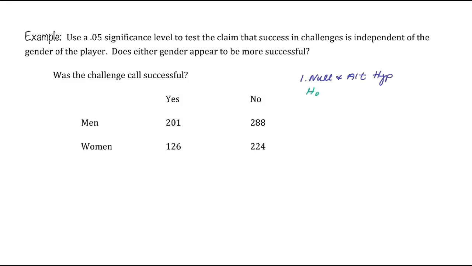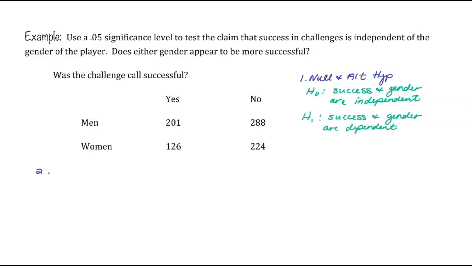Because this is a test of independence, the null hypothesis, or H0, is that success in challenges and gender are independent. And the alternative hypothesis, H1, is that success in challenges and gender are dependent.